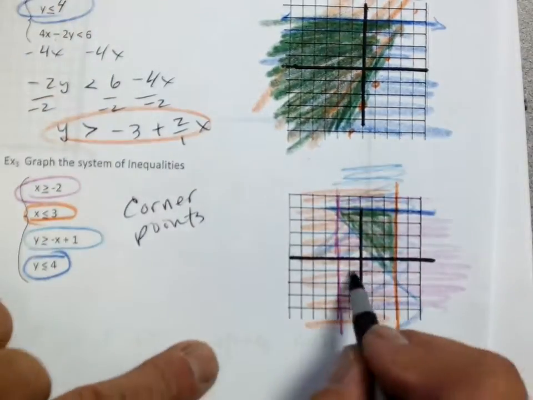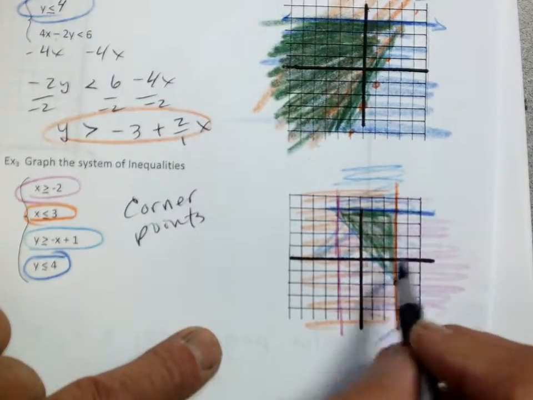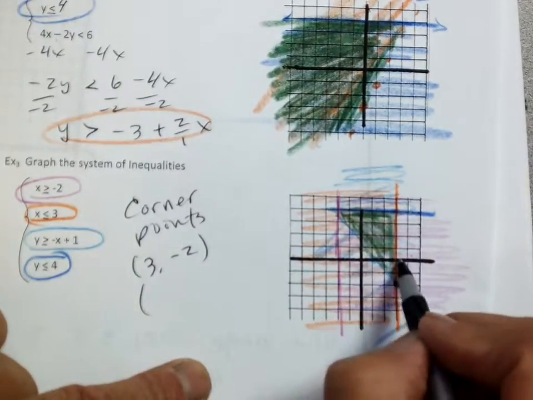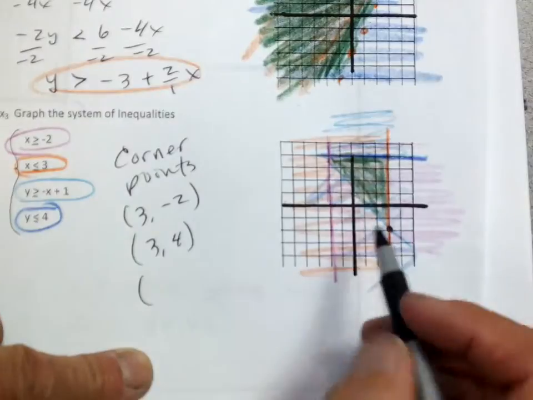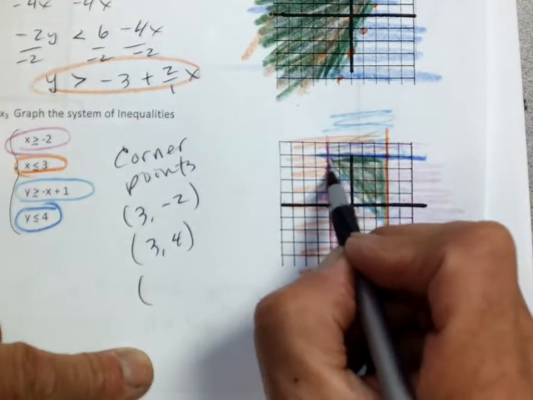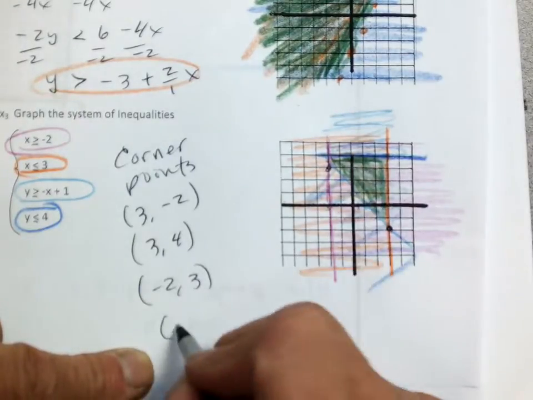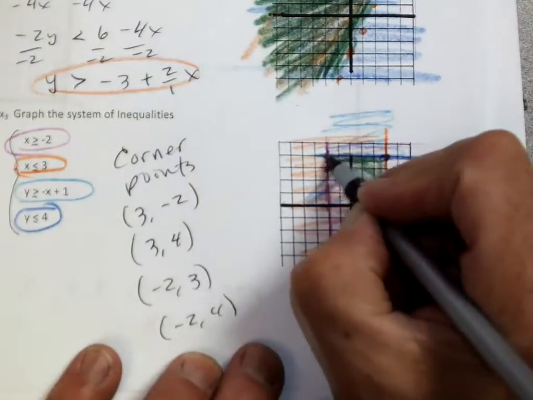See, it's got corner points at, oh, let's see, right there at 3, -2. I've got another corner point at 3, 4, right? I've got another corner point at -2, 3. And I've got one last corner point at -2, 4. Okay, so there's my corner points. We're going to talk about corner points tomorrow, but you know, I mean, why even have corner points? But specifically, I'm going to go ahead and talk more about corner points tomorrow, okay? But they're easy to find. It's just there, there, there, and there, okay?